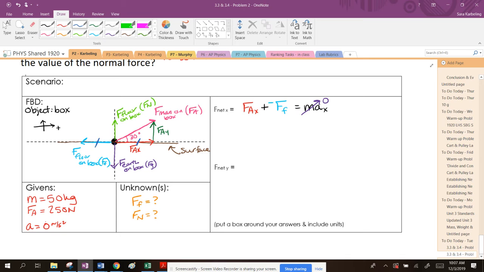We doing okay so far? I'm going to come down here and do the F net Y, and then we'll start plugging numbers in, okay? Tell me what forces are acting in the Y direction. FG is, indeed it is. Is that one going in the positive or negative direction? It is, yeah. So we're going to make that negative. Anything else acting in the Y direction?